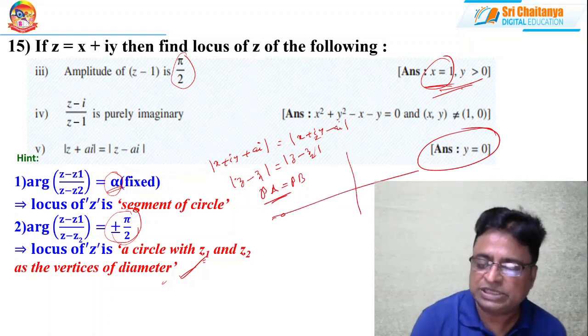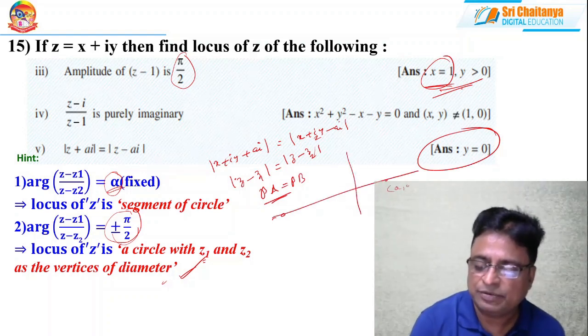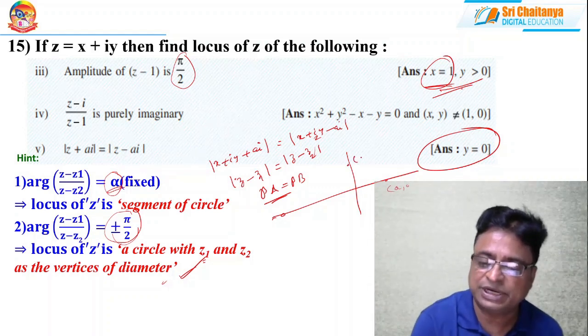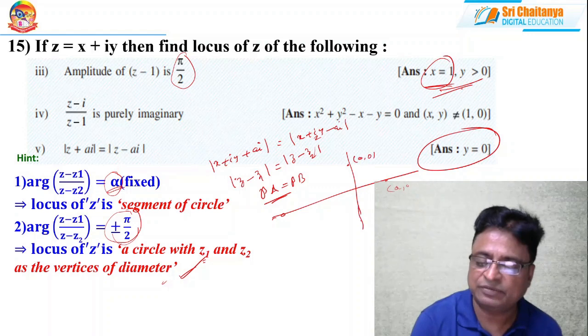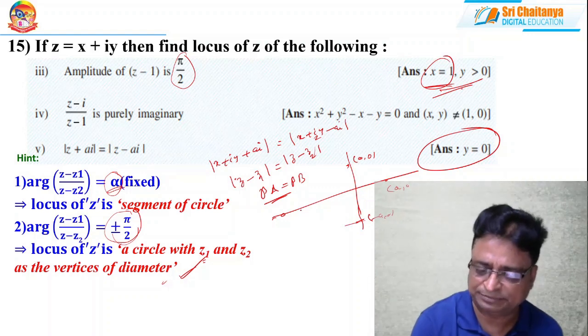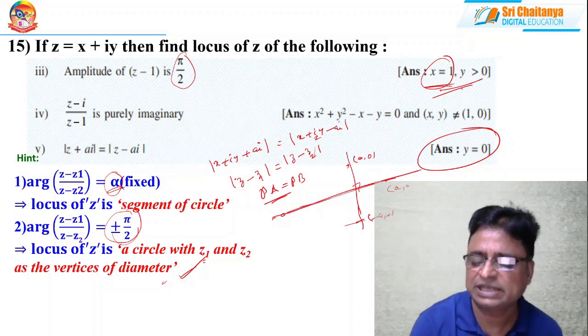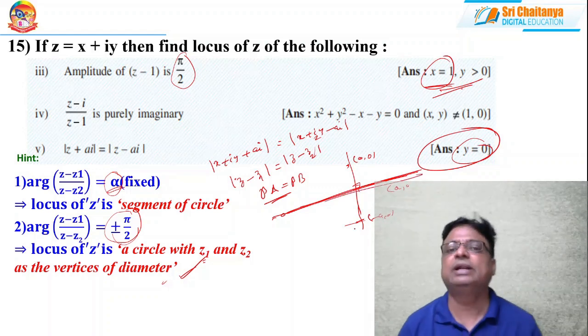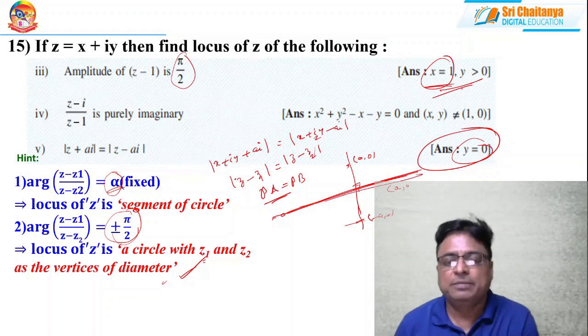So one point is, suppose, a comma 0. This is ai means a comma 0, it is like this. Another one is minus a comma 0, it is like this. Then what is the perpendicular bisector? It is nothing but the x-axis, and that is y equal to 0. This is the perpendicular bisector. Indirectly, they are asking for the perpendicular bisector.